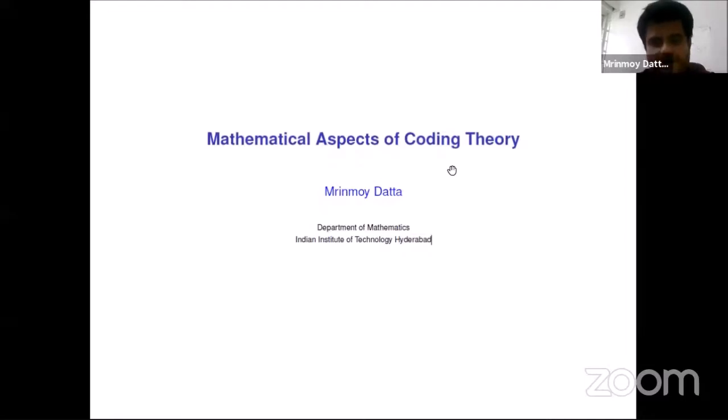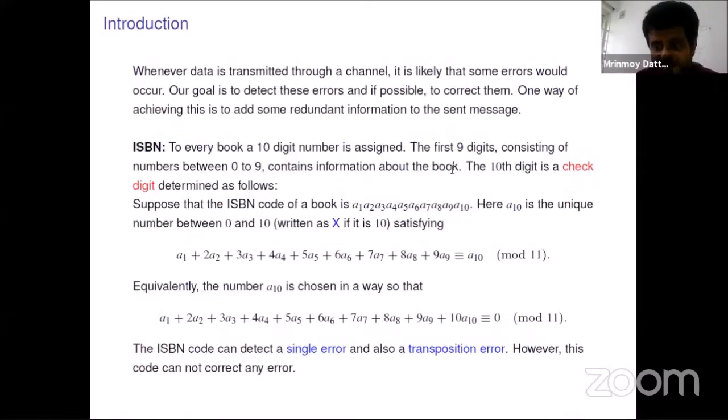following sense. Whenever some data is transmitted through a channel, it is likely that there is some noise in the channel, and that would cause some errors in the transmitted message, the transmitted data. Now, the motivation of having this theory is to detect the errors that are caused because of these noises, and also, if possible, not only detecting them but also correcting them.